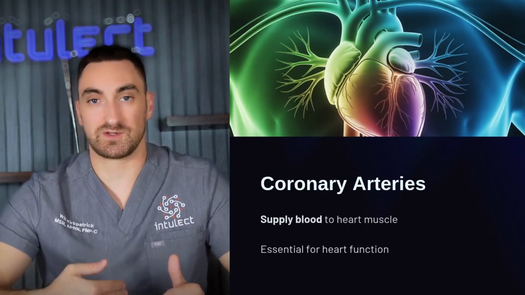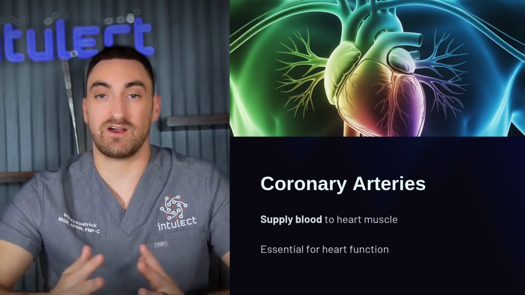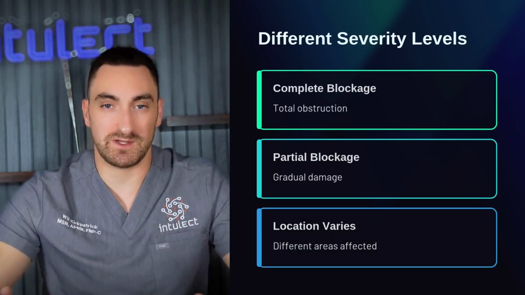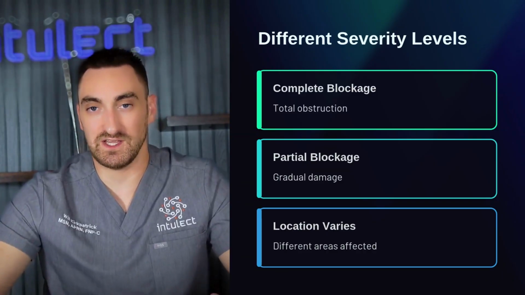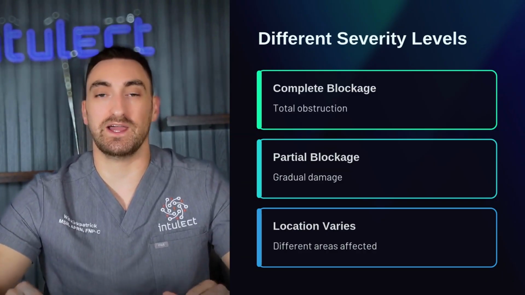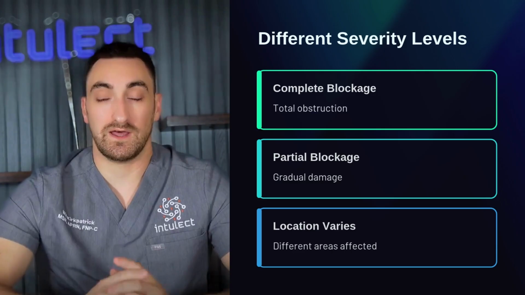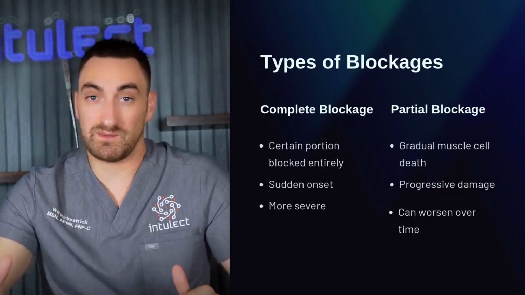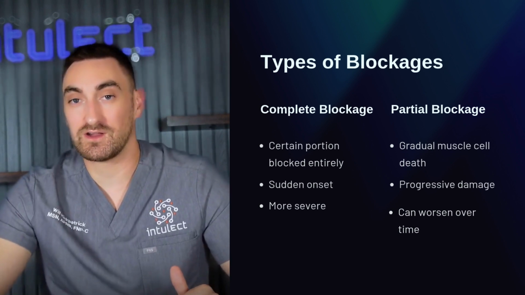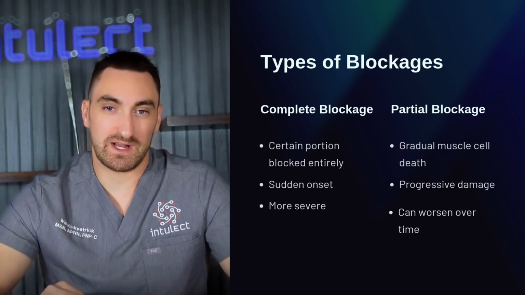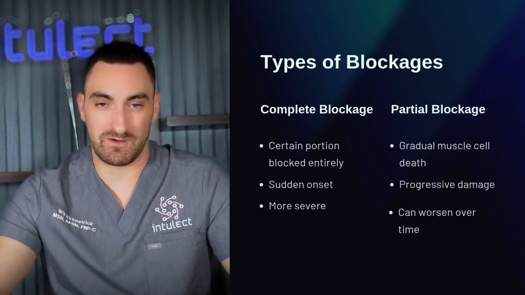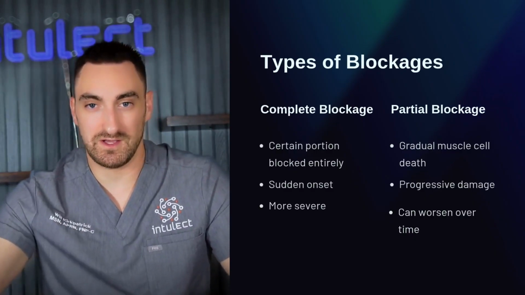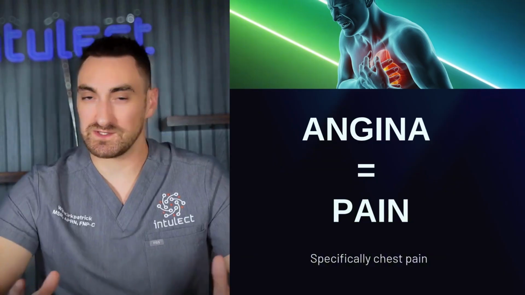So we're going to talk about those coronary arteries that supply blood to that heart muscle tissue. But to put it simply, the definition is lack of blood supply to the muscle of the heart. Now there are different severities of it. Sometimes the blood flow is completely blocked in a certain portion of the heart, or it can be partially blocked and gradually cause a myocardial infarction, or muscle cell death in the heart. So let's go into that.